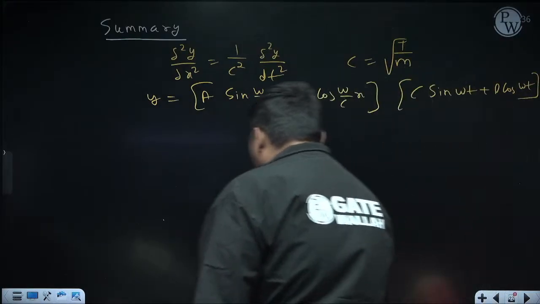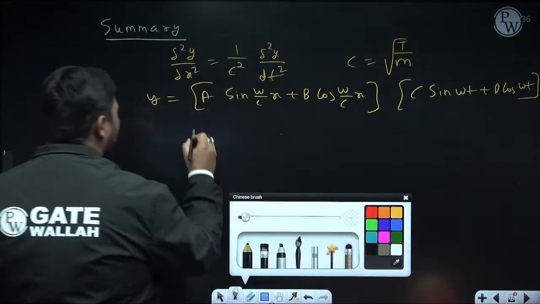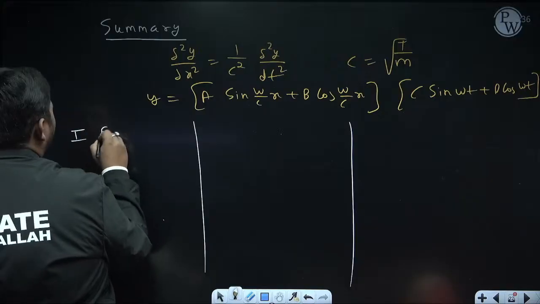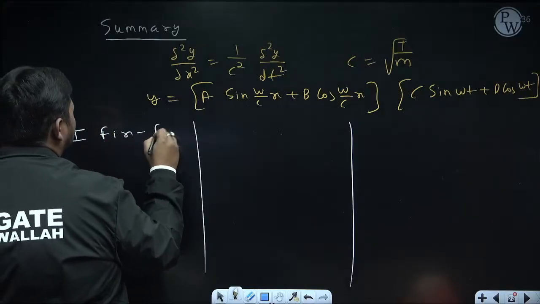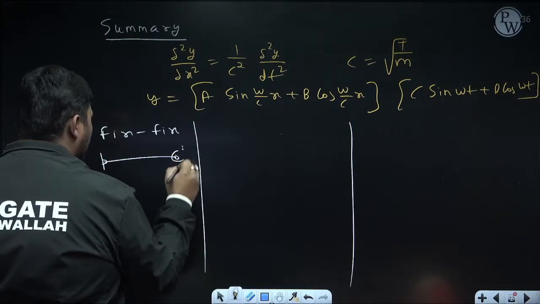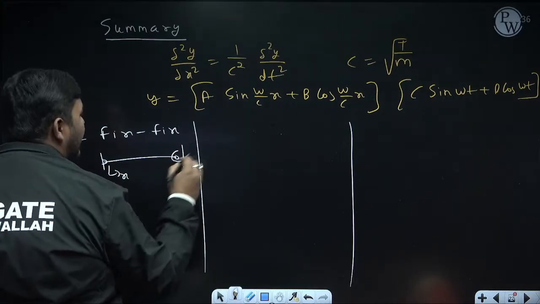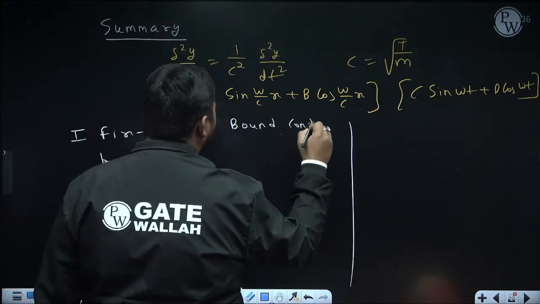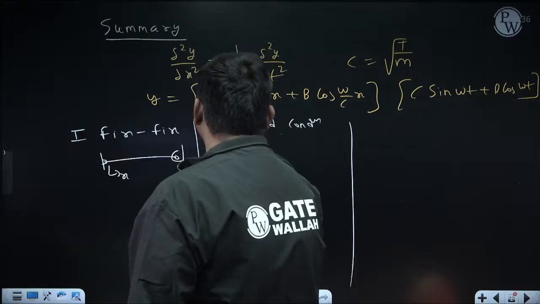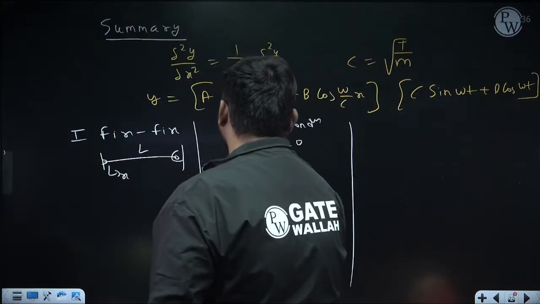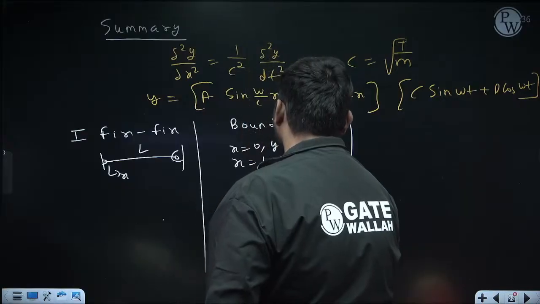But the important conclusion I am now writing in a table. You have to remember the frequency equation for three cases. One is the fixed-fixed connection. Suppose I am taking x from here. I am writing the boundary conditions also, because sometimes the examiner can ask for the boundary conditions. That is easy. At x equal to 0, y equal to 0, and I am taking the length of the string as L. At x equal to L also, y equal to 0.